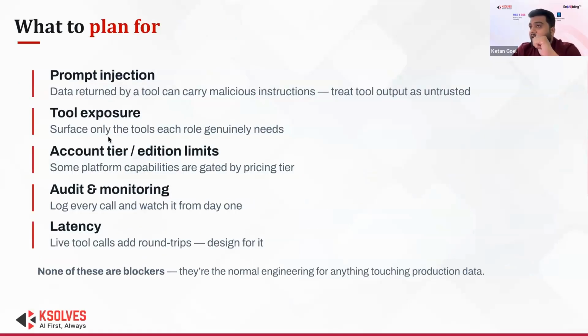Whatever we have seen till now, we just talked about what MCP can do. But before going to production, there are a few things that need to be taken care of. The very first thing is prompt injection. Whatever we get from any platform or any tool may contain malicious instructions. So treat tool output as untrusted. Never trust the output of the tools. You have to take care before using any of the data that is returned by any tool.